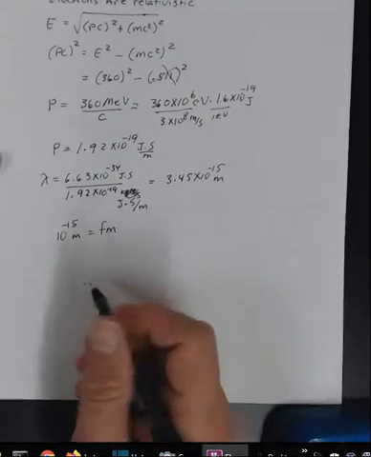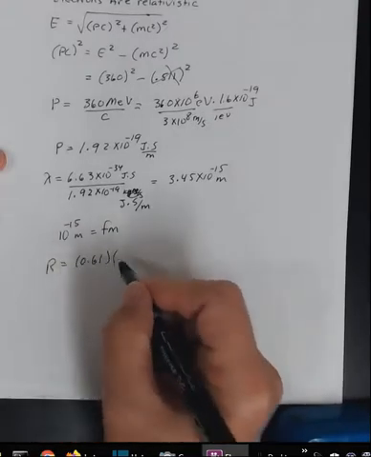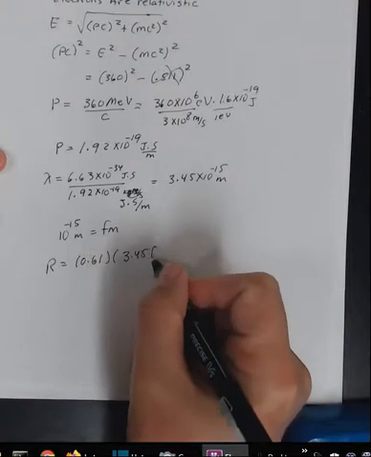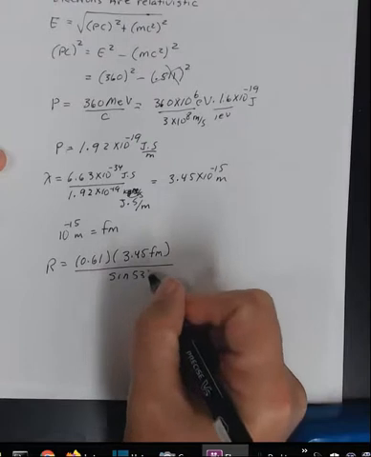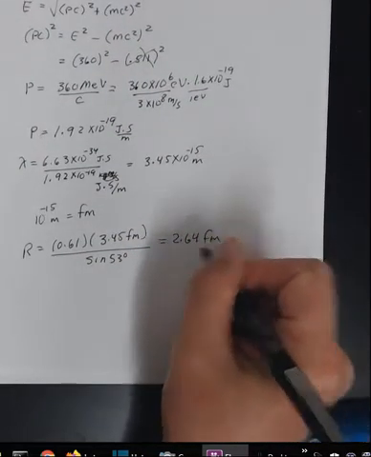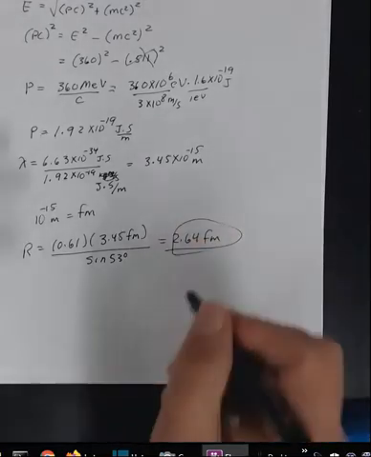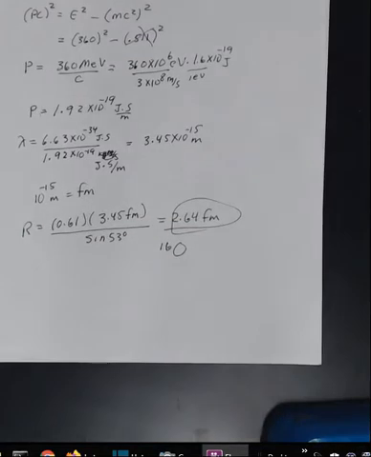Okay, so now I'm ready. R equals 0.61 times 3.45 femtometers. My units will be femtometers here. Sine of 53 degrees, I get 2.64 femtometers. So that's what I get for the radius of the isotope oxygen 16. So it's an oxygen atom. It has 8 protons, of course, otherwise it wouldn't be oxygen, and also 8 neutrons.